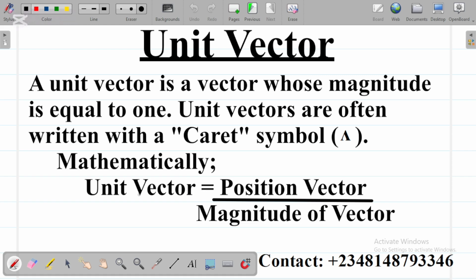All right, in today's class, we are going to be considering unit vectors. A unit vector is a vector whose magnitude is equal to 1. Unit vectors are often written with a caret symbol. So this is a caret symbol. Mathematically, unit vector is equal to position vector all over magnitude of vector.